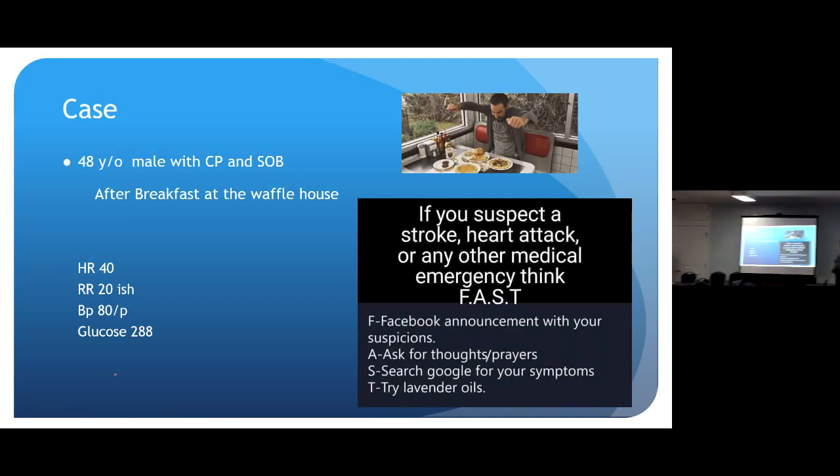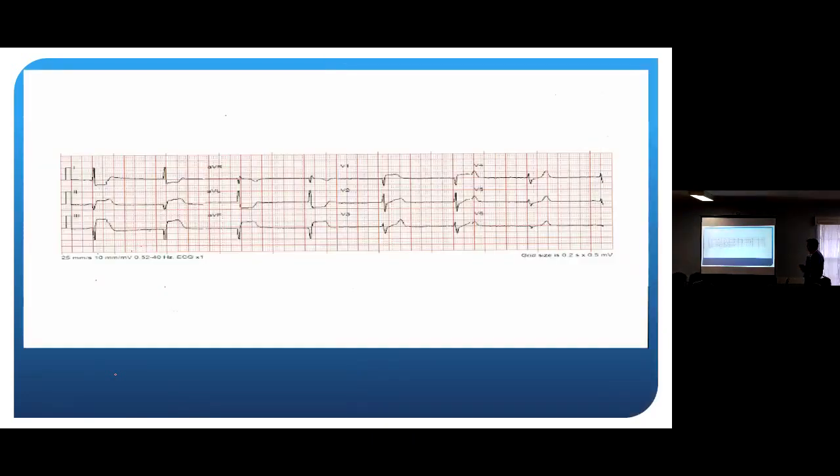I'm going to look, is it too fast? Blood pressure is 80 by palpation. Glucose is 288. So is he sick or not sick? Sick, right? Super sick, right? That's his 12 lead. One of the questions I would say is, why did you get a 12 lead before you manage the patient? But we'll take the 12 lead, right?